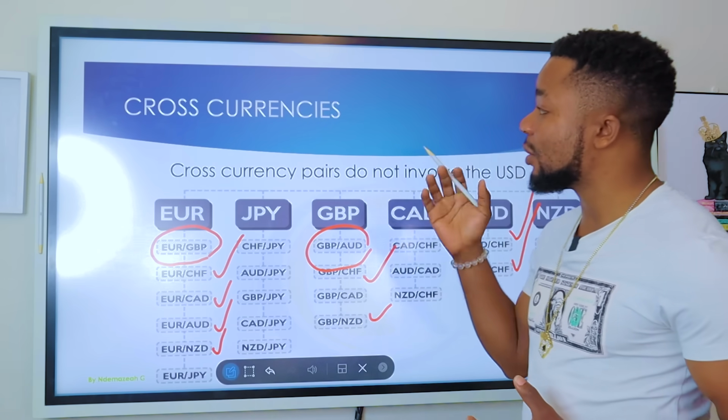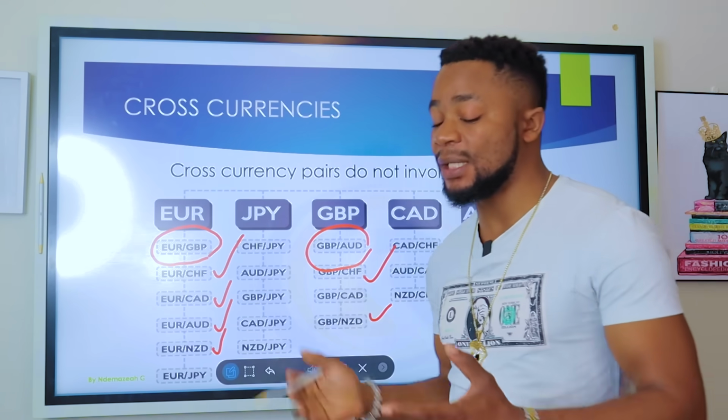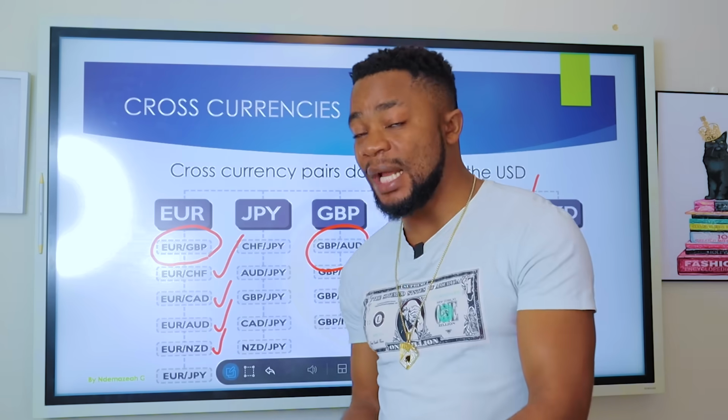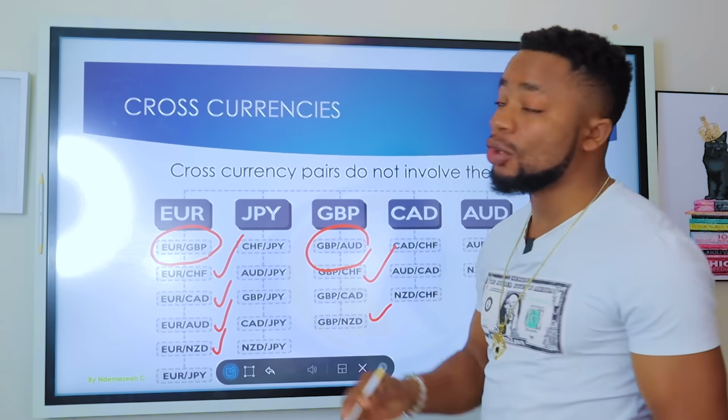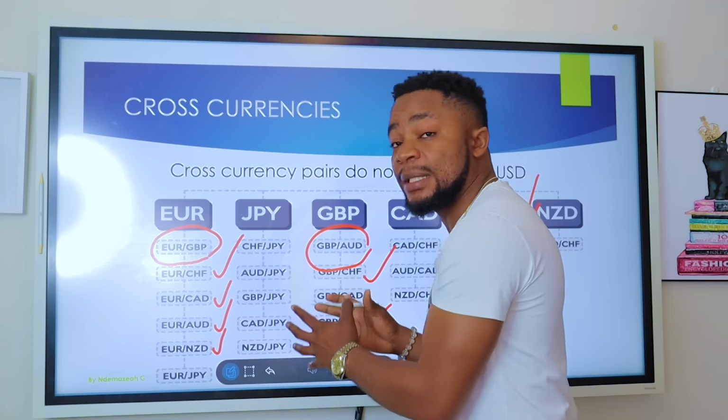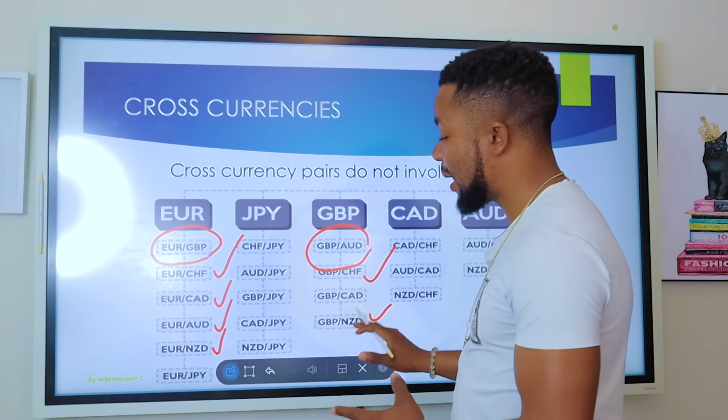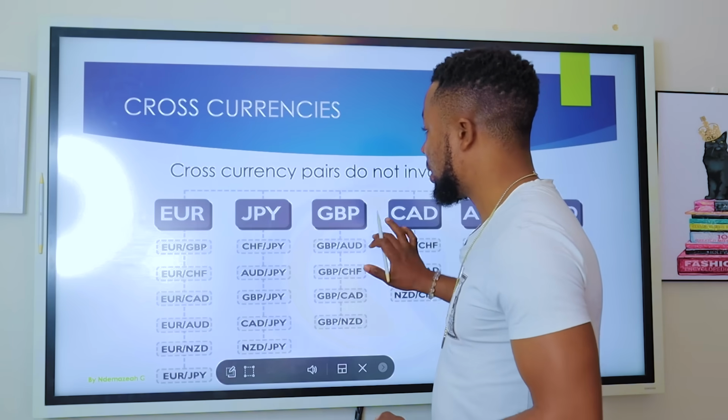So the only difference between cross currency pairs and major currency pairs is that major pairs must have the United States dollar as one of the currencies in the currency pair, while cross currency pairs are still very liquid currency pairs, but they don't have the United States dollar as one of the currencies in the currency pair.